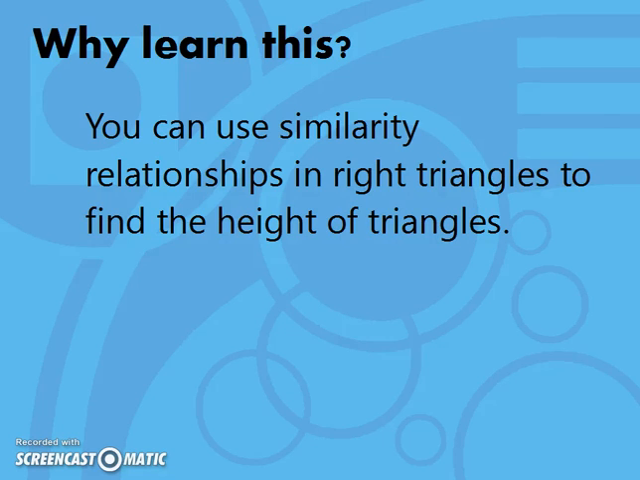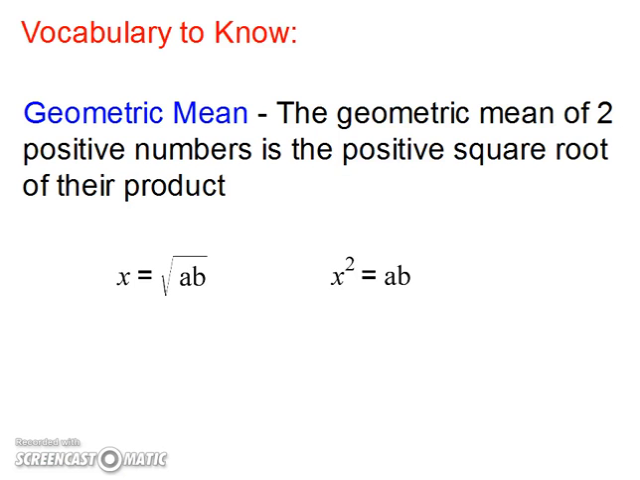You might want to know what the geometric mean is first. The geometric mean of two positive numbers is the positive square root of their product. So if x represents our geometric mean, it equals the square root of the product a times b. You can rewrite the equation as x squared equals a times b.